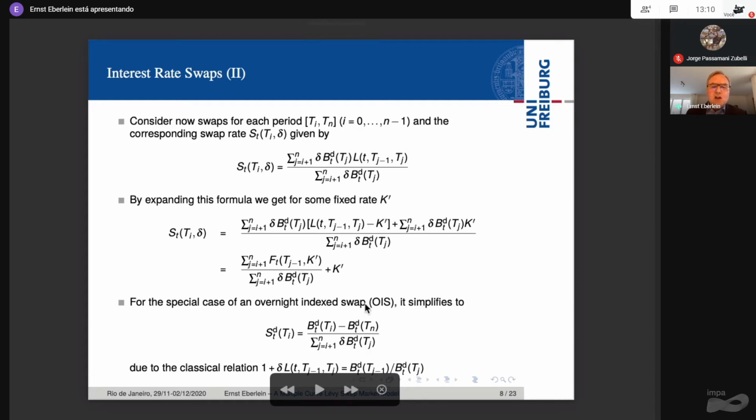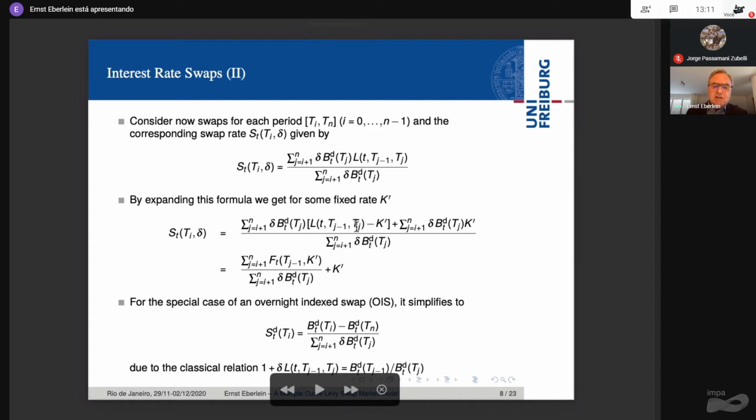We consider now not a single swap, but given such a tenor structure, we consider swaps which start at each tenor time point Ti with the same maturity Tn. So this gives a sequence of swap rates. In other words, we get a term structure of swap rates. Let us play with this formula a bit to see what we really got.